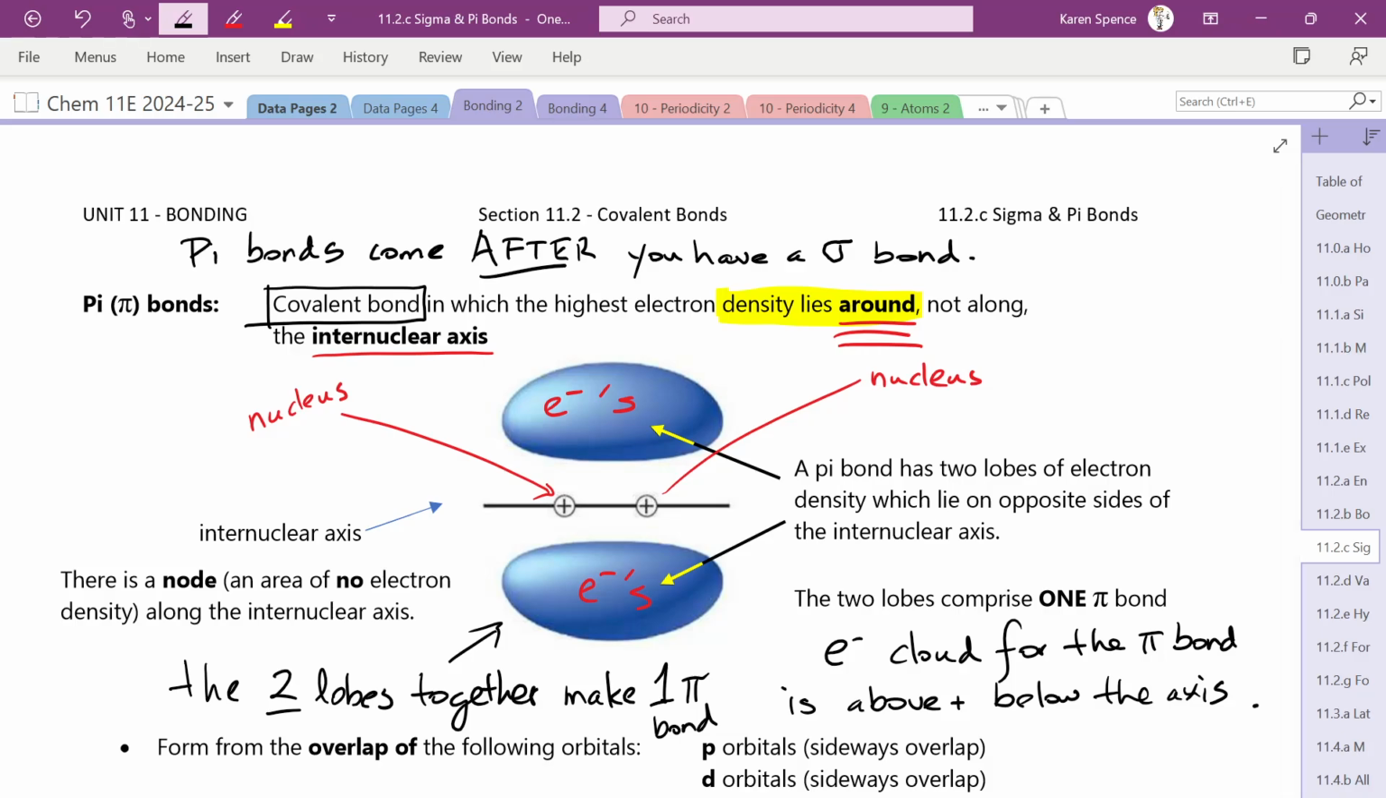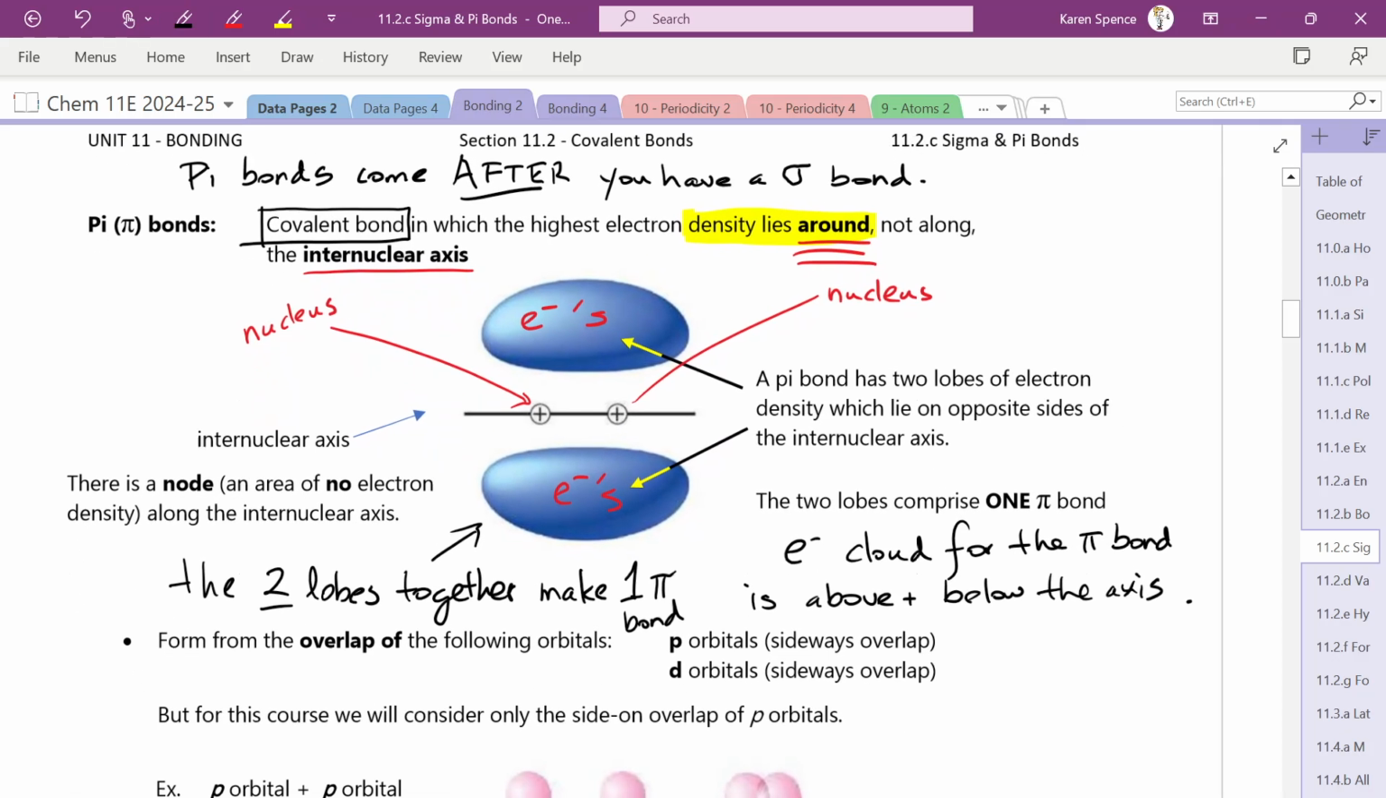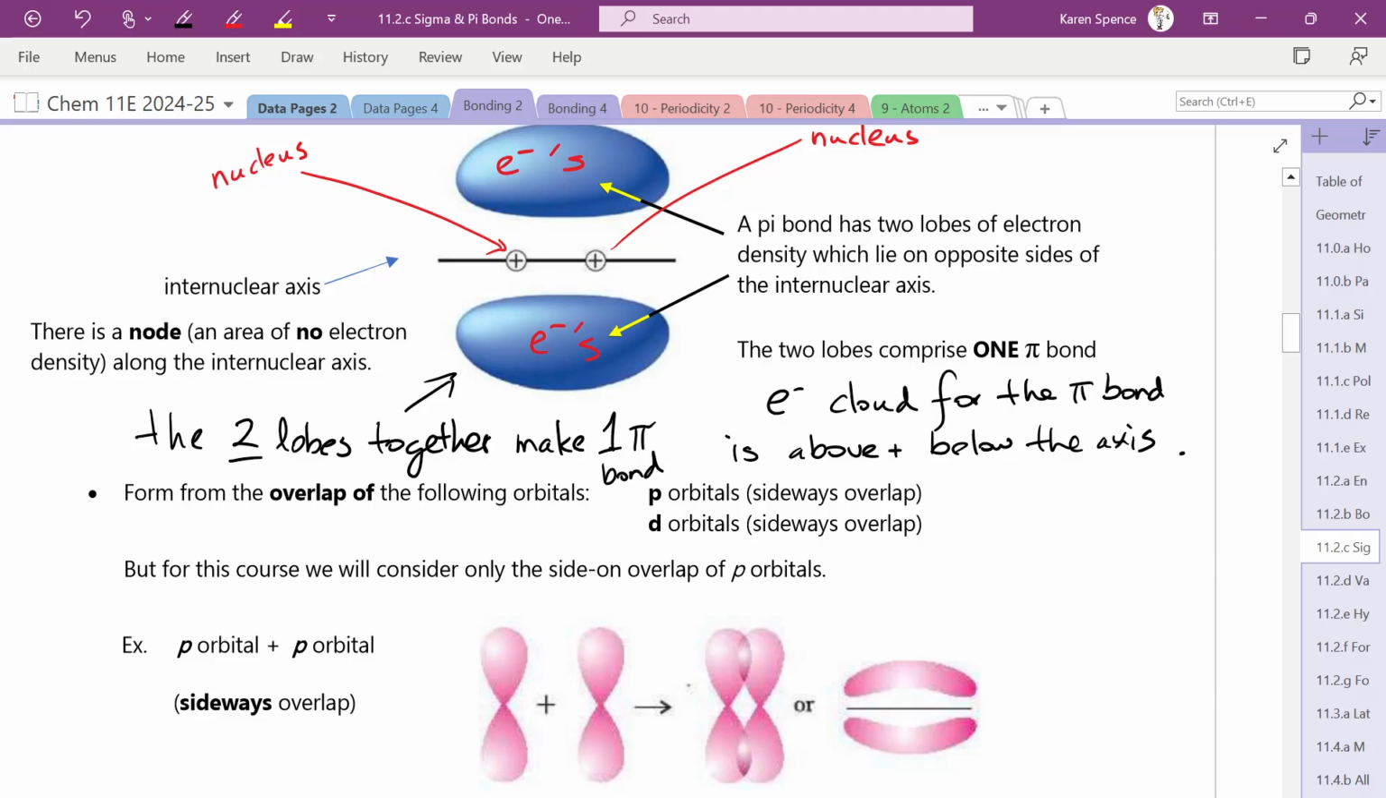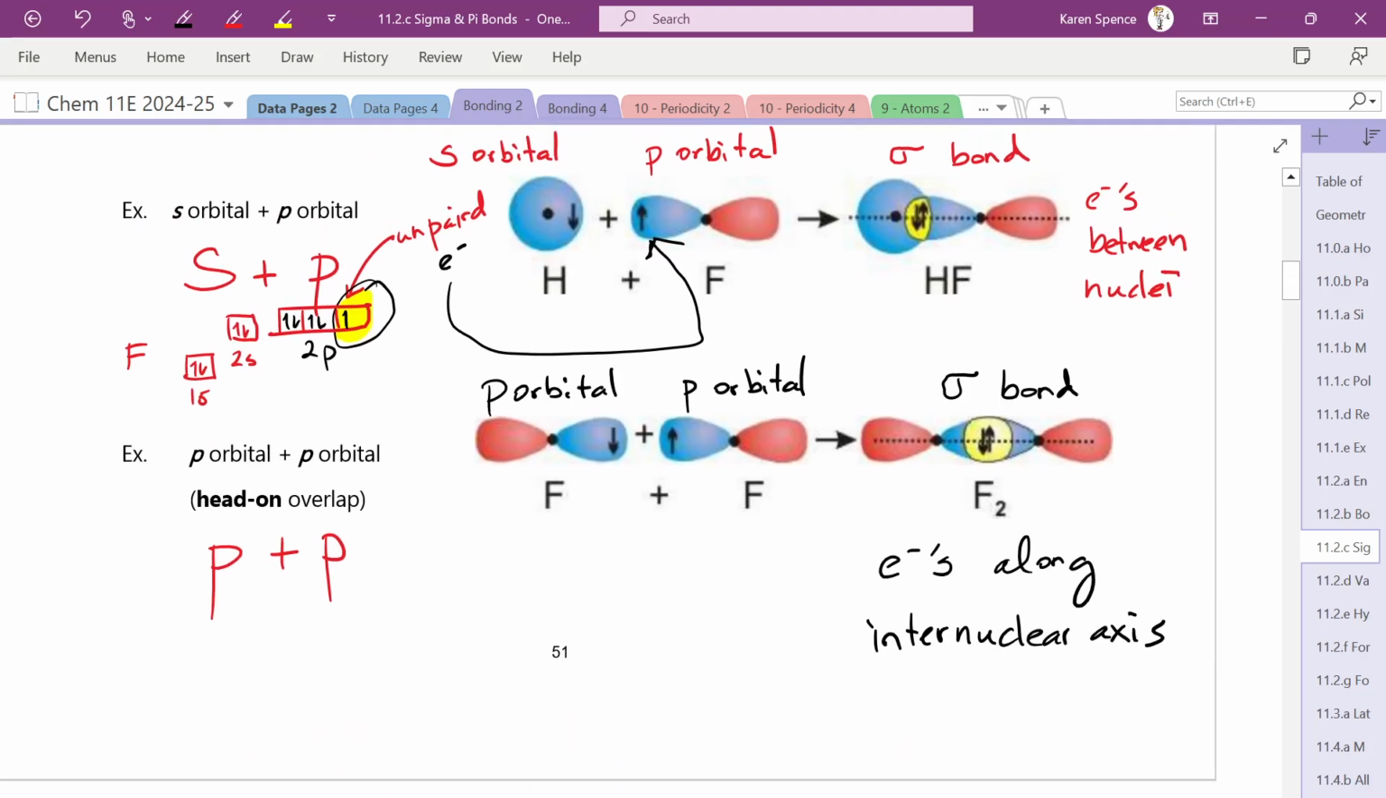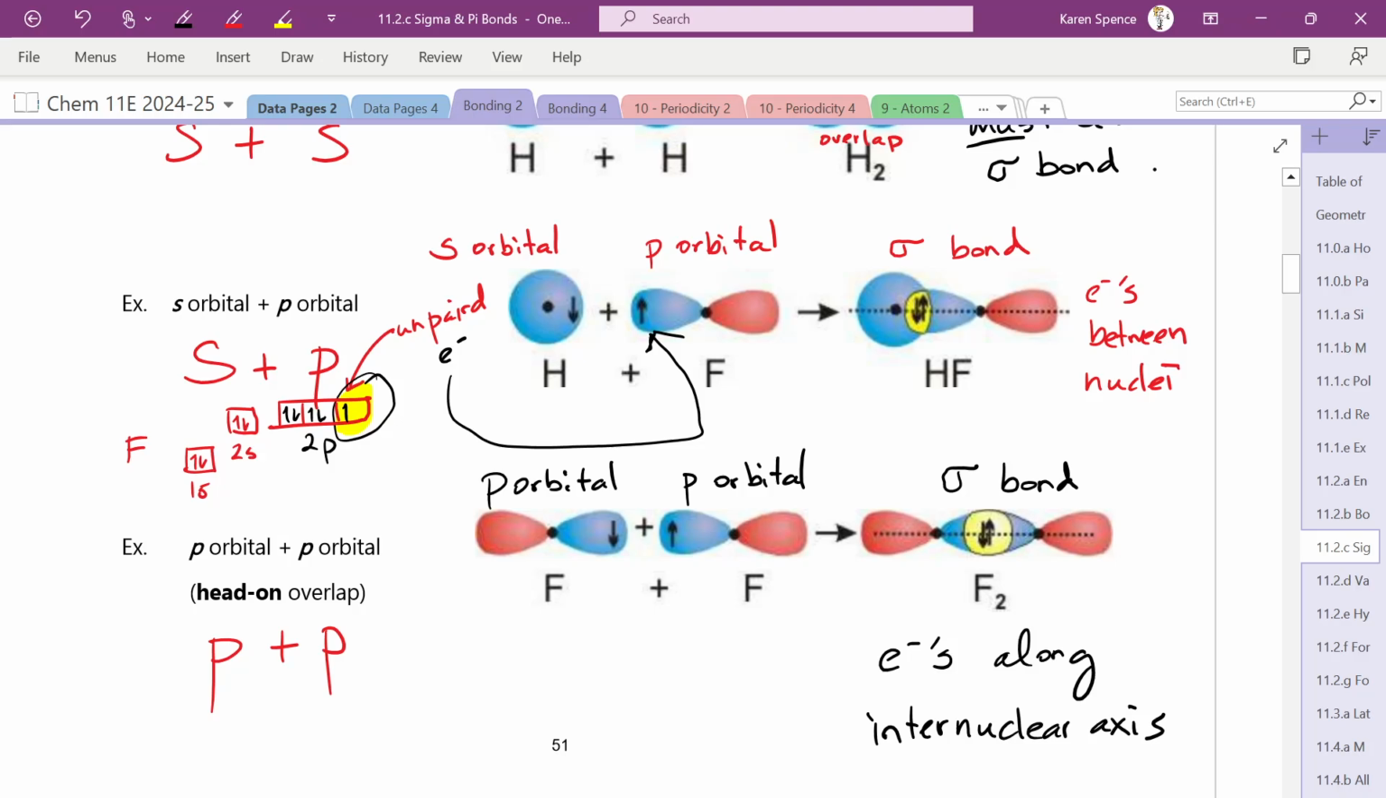Now, what kind of orbitals give us this above and below the axis kind of density? If we look at p and p once again, do you remember before they overlapped head on? You need to have the two ends of the p orbital. Do you see how we have the two ends of the p orbital? That's your elbow and your fist. Elbow, fist.